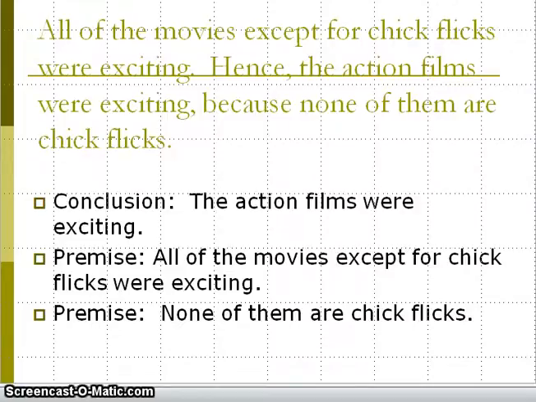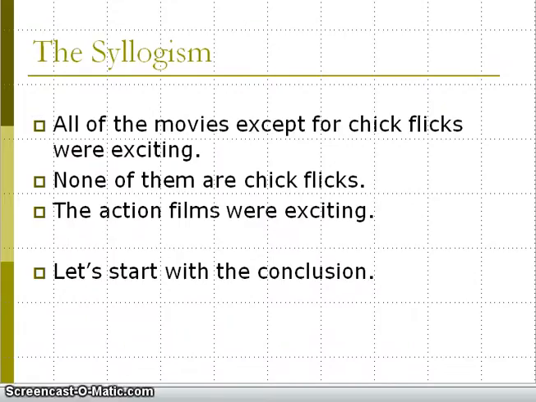Here's an example. All the movies except for chick flicks were exciting, hence the action films were exciting because none of them are chick flicks. Okay, so look at the verbiage. Based on the word "hence," we know the conclusion is that action films were exciting. Our first premise is that all the movies except for chick flicks were exciting, and the second premise is that none of them are chick flicks. So let's look at these step by step. We'll start with the conclusion.